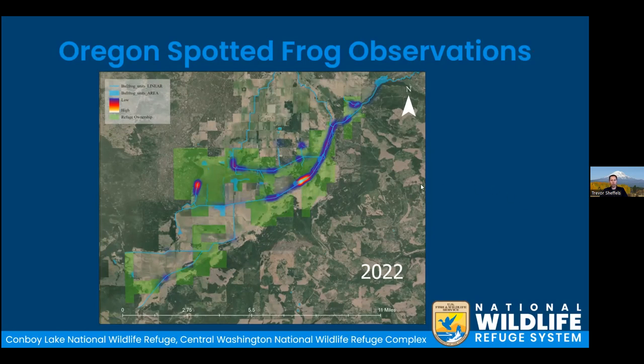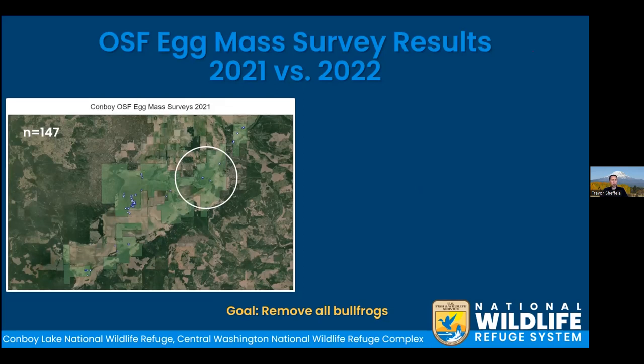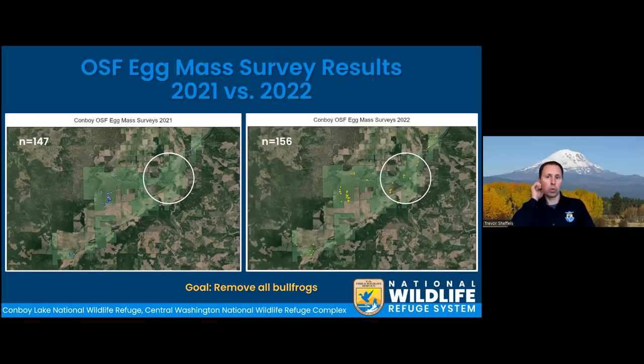Similarly, if we look at Oregon spotted frog breeding, this is a map showing egg mass surveys in 2021. White dots represent mass locations. I know that's probably somewhat hard to see, but in the circled area there, you see very few egg masses in that same section of Outlet Creek I highlighted on the previous slides. But with a lot of bullfrog work done in the 2021 field season, in 2022, we're seeing breeding return to those breeding locations in that area. So encouraging results as far as Oregon spotted frog breeding as well. And we're anxious to see results from this spring.